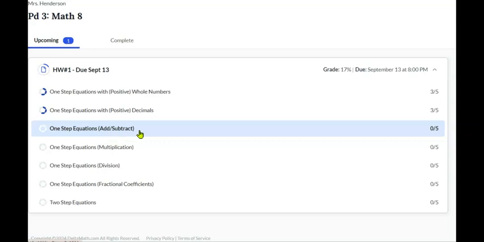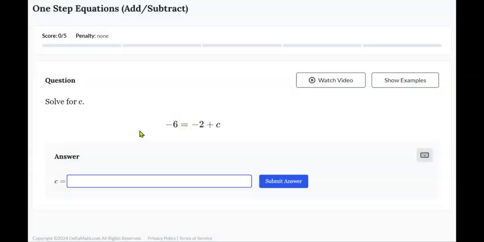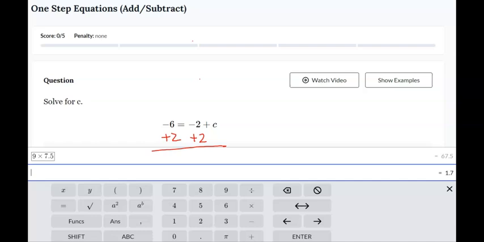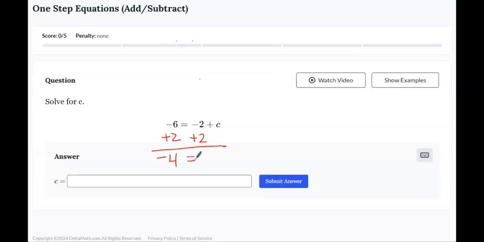One-step equations using addition or subtraction. Now here we have some integers. So I see here that a -2 has an opposite of +2. If you're going to use the Delta Math calculator, you need to know that the negative sign is the same as the subtraction sign. So when I go to type -6, I'm going to type subtraction sign 6 and then a +2. Look over on the right, the answer is -4. So I'm going to type a -4 equals C.